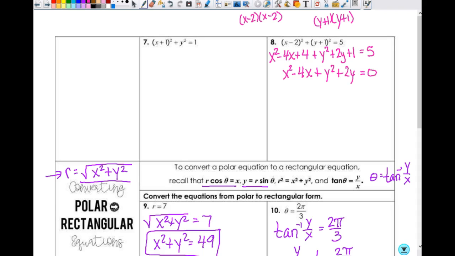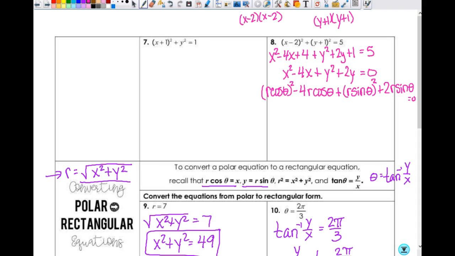And remember, for x, we substitute r cosine theta, right? So this is going to be r cosine theta squared minus 4 times r cosine theta plus r sine theta squared plus 2 times r sine theta equals 0. So there's a lot of writing, but it's not bad, right? Oh, get over yourself. It's not that bad.